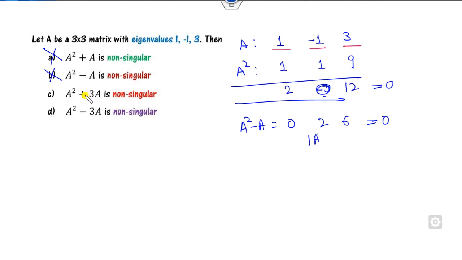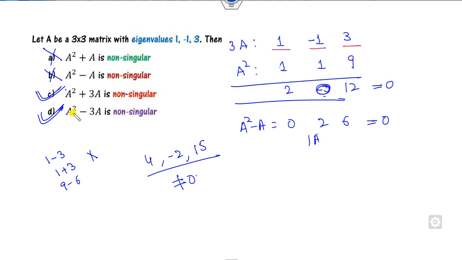A square plus 3A. So I can multiply by 3A. So it's 4, then minus 2, then 9 plus 6, 15. So clearly the determinant is non-zero, so it's non-singular. A square minus 3A: 1 minus 3, 1 plus 3, 9 minus 6. Again its determinant is non-zero. So both are the correct answers to this problem.